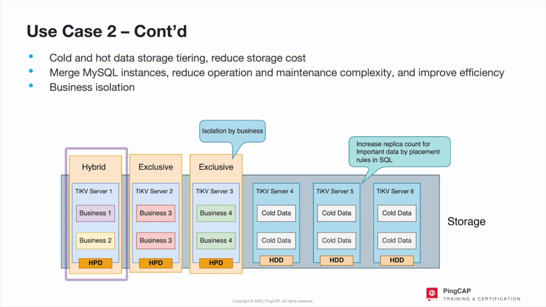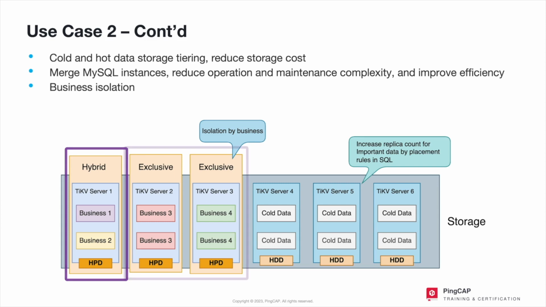Look at the left-hand side of the diagram. You'll see the word hybrid. Business 1 and 2 are not vital to the overall business of the organization. They have low data volumes and aren't used often. This customer used a hybrid approach for these databases. They deployed them on a single TiKV node.